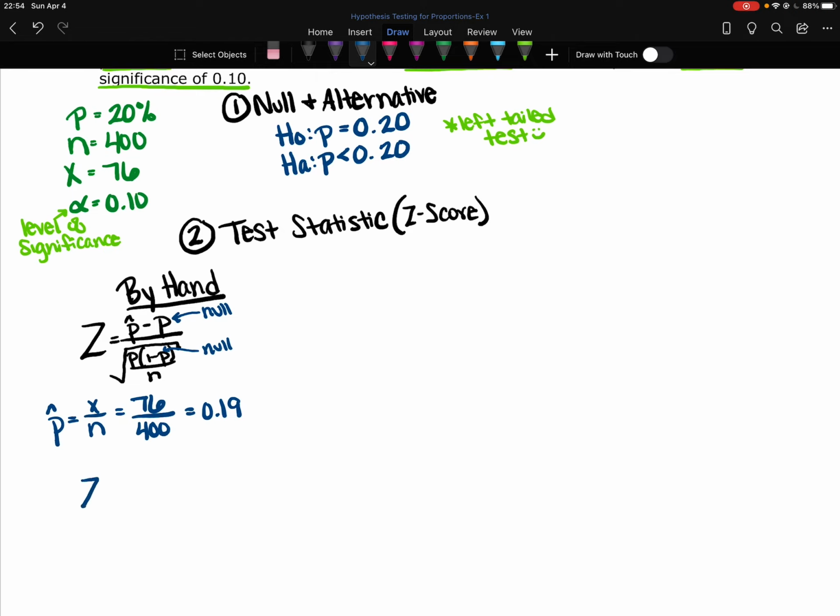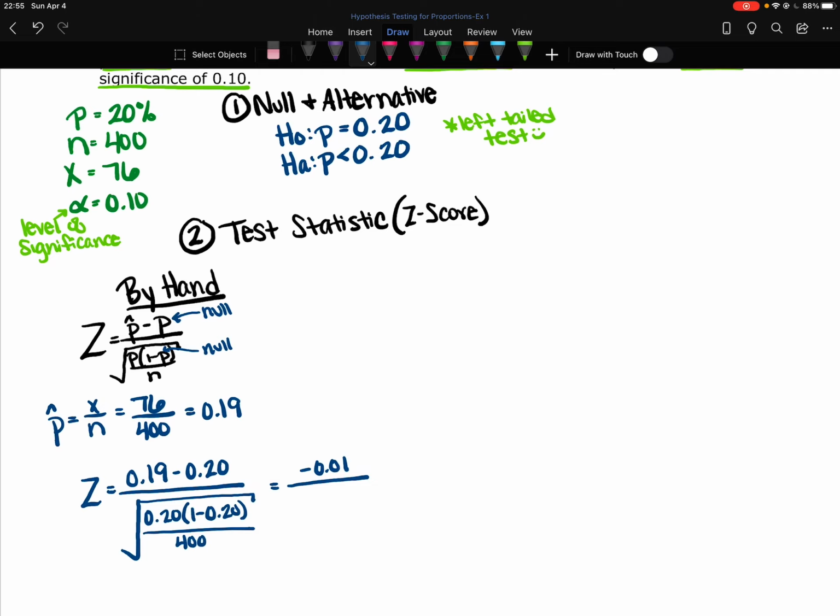So then to do the z-score, we're going to take our p hat that we just found, 0.19, minus the number that's in the null, 0.2, divided by the square root of 0.20 times 1 minus 0.20, divided by 400. So the top part is negative 0.01. Be careful with all those zeros.